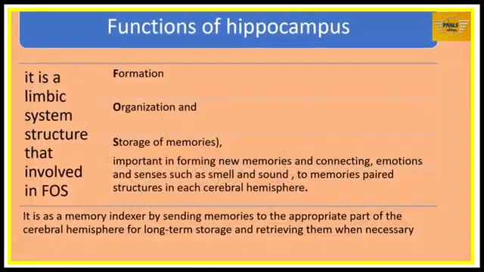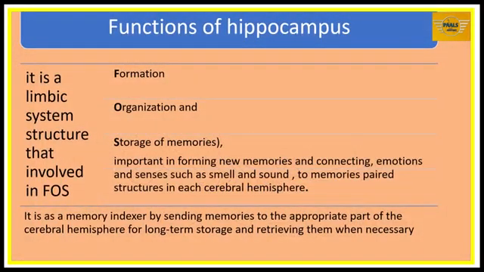For the function of the hippocampus, it's involved in what we call FOS, that's formation, organization, and storage of memory. It can be referred to as a memory indexer because it sends memory to the appropriate part of the cerebral hemisphere for long-term storage and retrieves it when necessary.